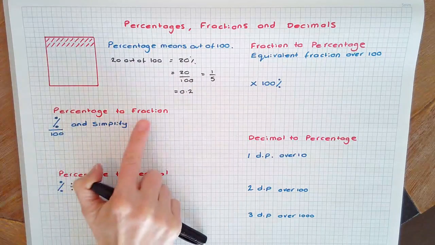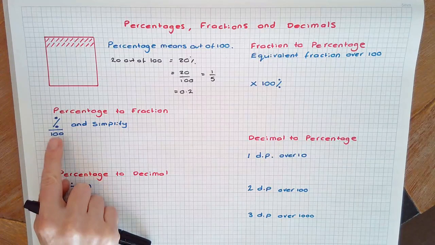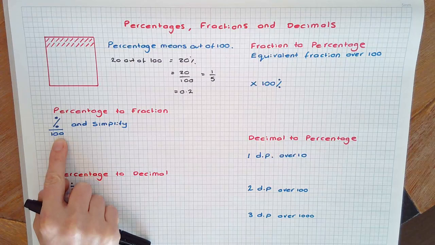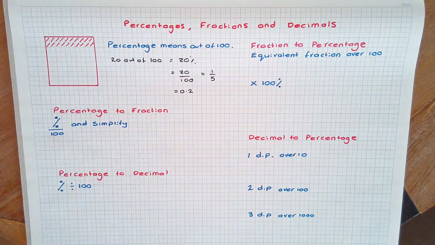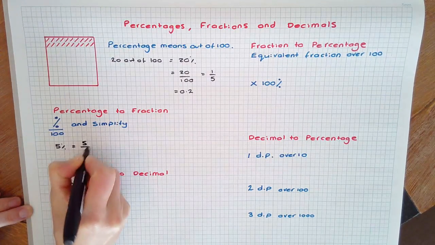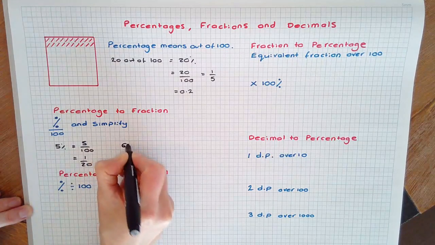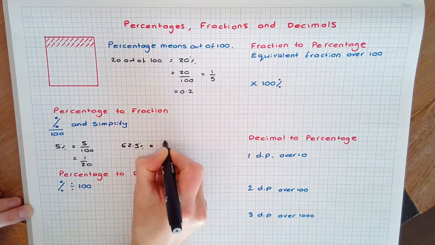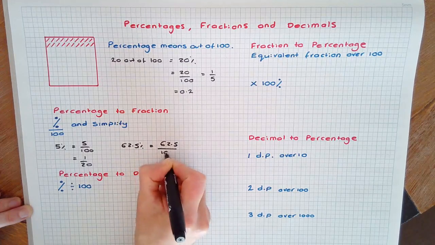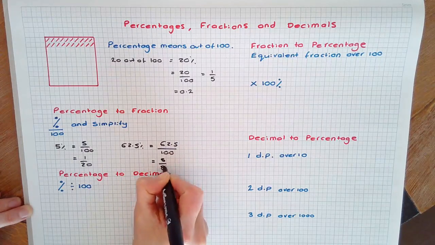Let's now have a look at percentages to fractions. Percentage is a fraction with a denominator of 100. To convert percentage to its fraction equivalent, we write the percentage over 100 and simplify. For example, 5% is 5 over 100, which simplifies to 1/20th. Or 62.5% is 62.5 over 100, which simplifies with a little bit of working to 5/8.